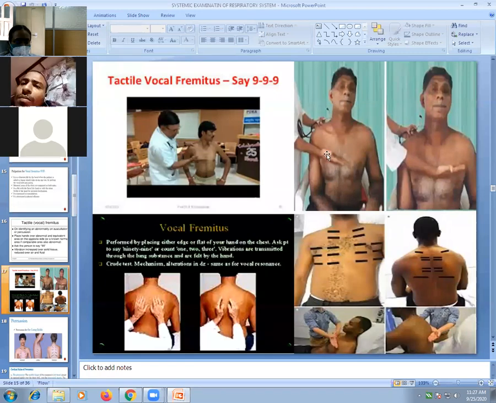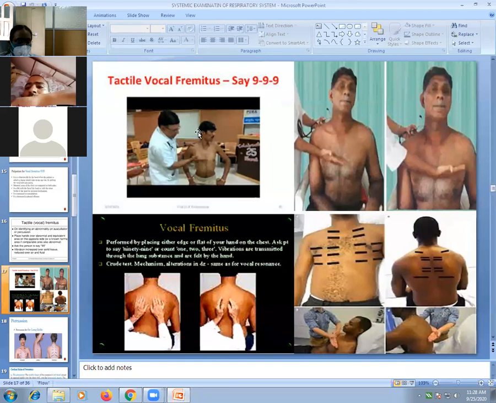You have to keep the ulnar border of the hand over the patient's chest. Anteriorly, you have to check on both sides. Then posteriorly, like this, you can keep the ulnar border of your hand, or you can keep your hand flat also. But for better localization, this is the correct method, with the help of ulnar border of hand. So posteriorly, anteriorly, and in the axillary region, you have to check the tactile vocal fremitus.